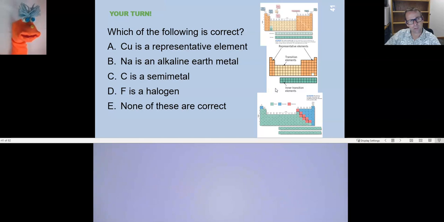Fluoride, fluorine. Is it fluoride or fluorine? Fluorine, right? Because this is not an ion. It goes to fluoride when we call it, ends in ide when we're identifying it as an ion. But this is not an ion. This is just the fluorine element. Yeah, so fluorine. Fluorine is a halogen. That's right. Fluorine is a halogen. Good. So D is our answer.